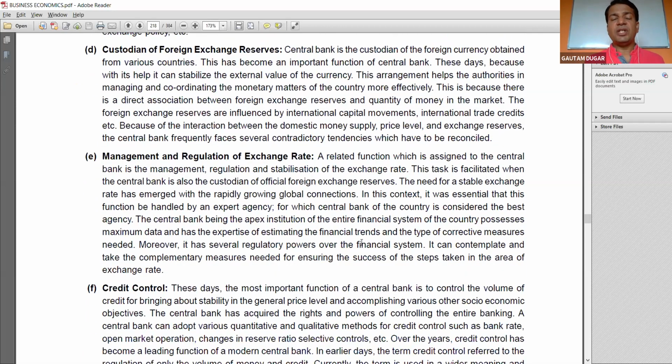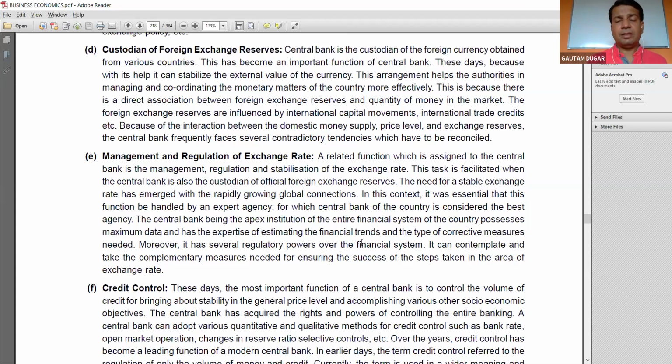Management and regulation of exchange rate. If there are wide fluctuations in the exchange rate, with respect to the exchange rate system, you must remember there are two types. One is the fixed exchange rate system, and the other one is the flexible exchange rate system. Earlier, before 1991, we had the fixed exchange rate system, but thereafter we adopted the flexible exchange rate system.